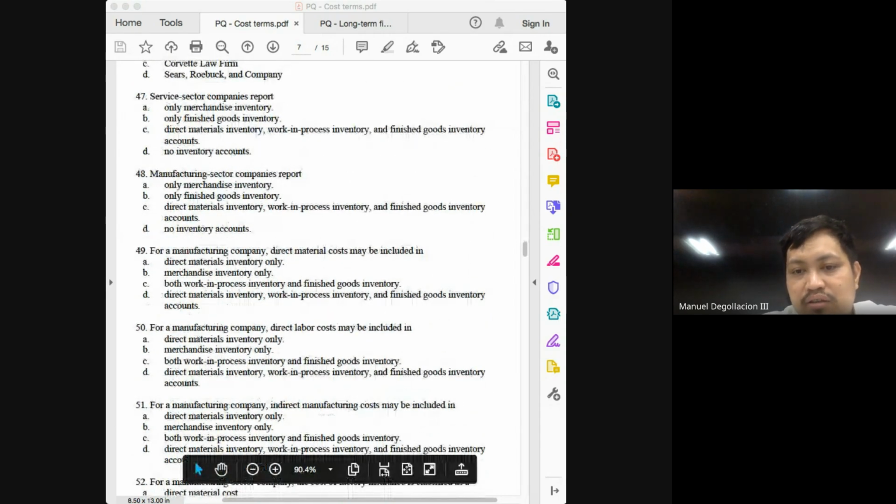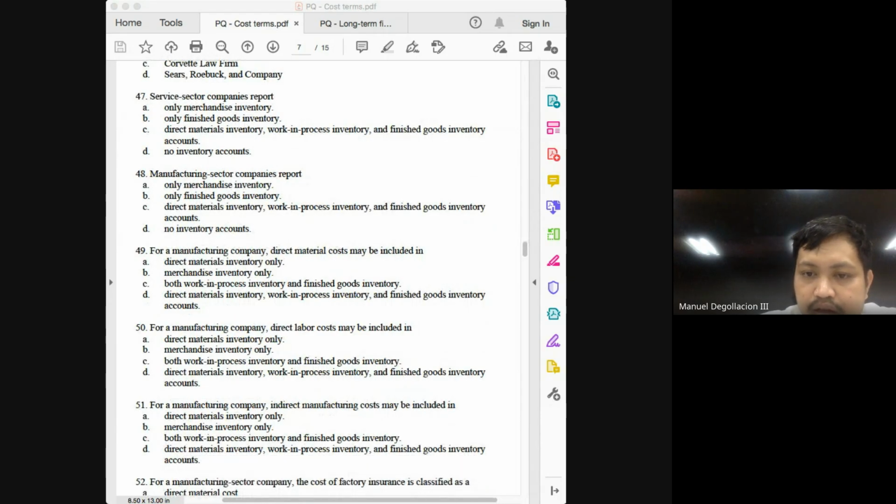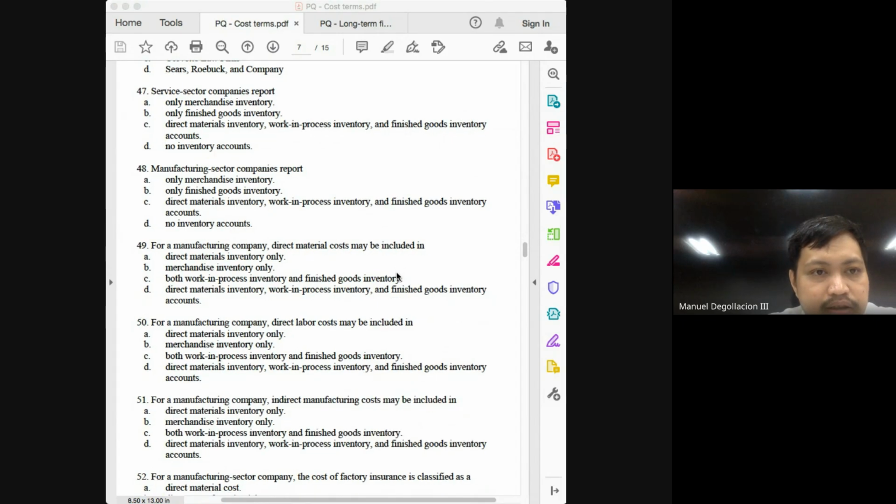Number 48, manufacturing sector companies report. Manufacture, meaning you will have materials, work in process, and finished goods. So the answer here would be letter C. Basically, you're asked to point out differences between the different kinds of companies.